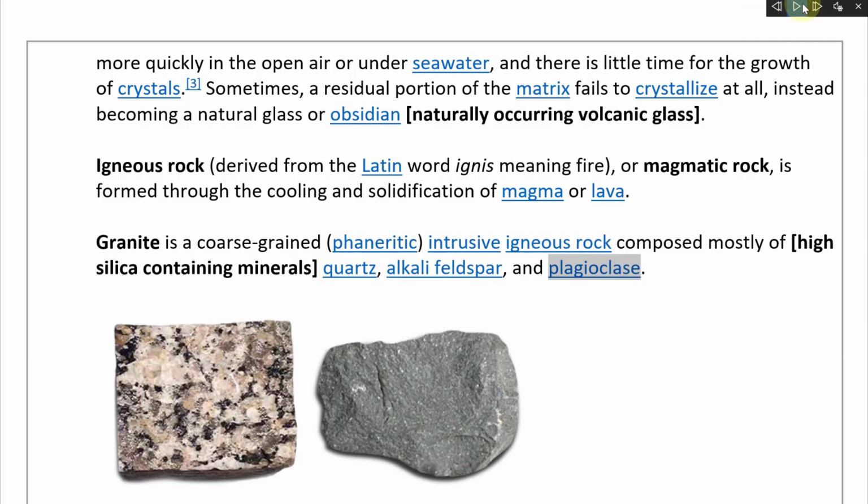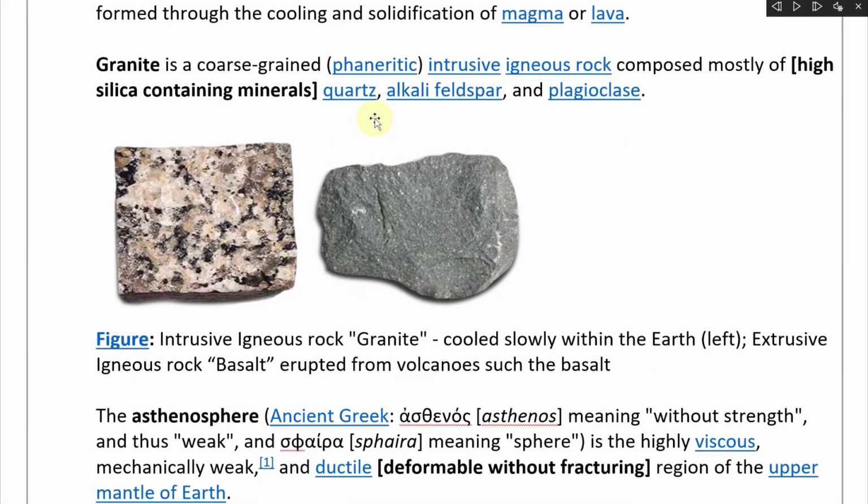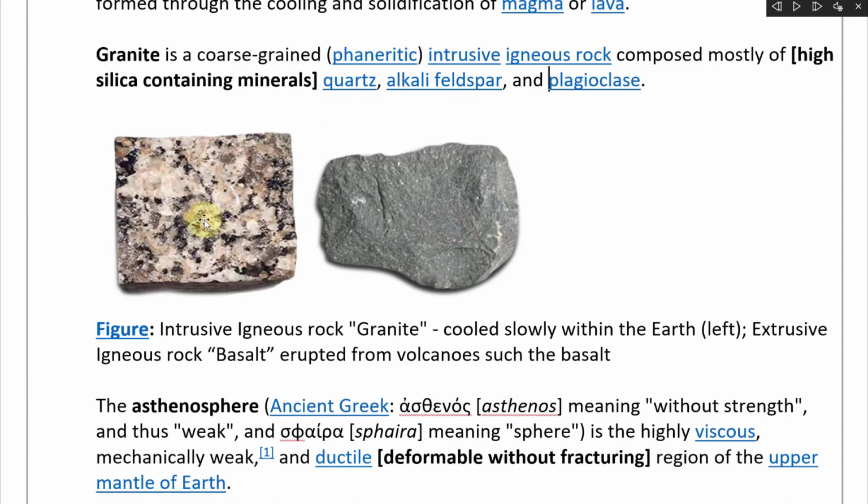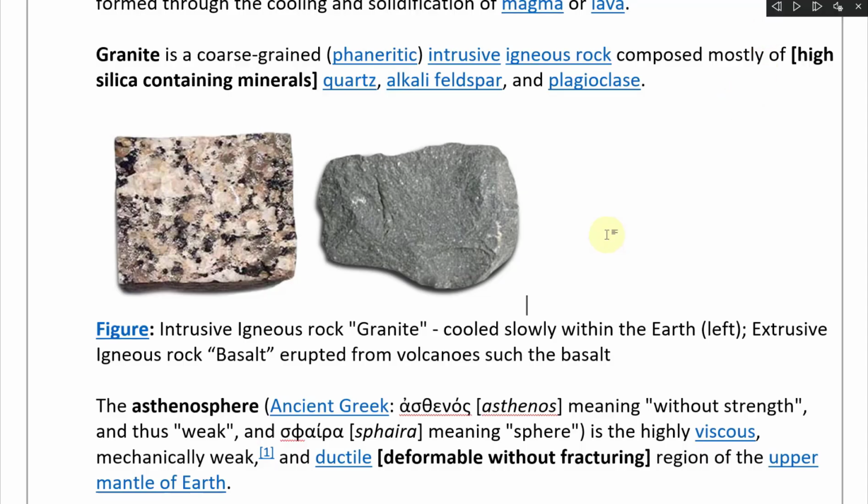Let's see how this is pronounced. Plagioclase. Alright, interesting. And here's just an illustration of them, and you could spot right off the bat, this one is coarse grain. You can see actually the grains. This one's very fine grain. It's very small. You can't really see the individual grains. So this one would be the basaltic, the basalt, and this one is the granite.